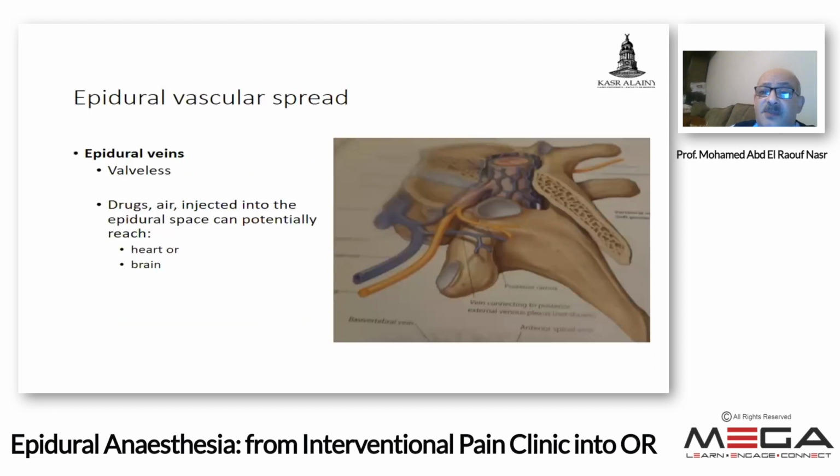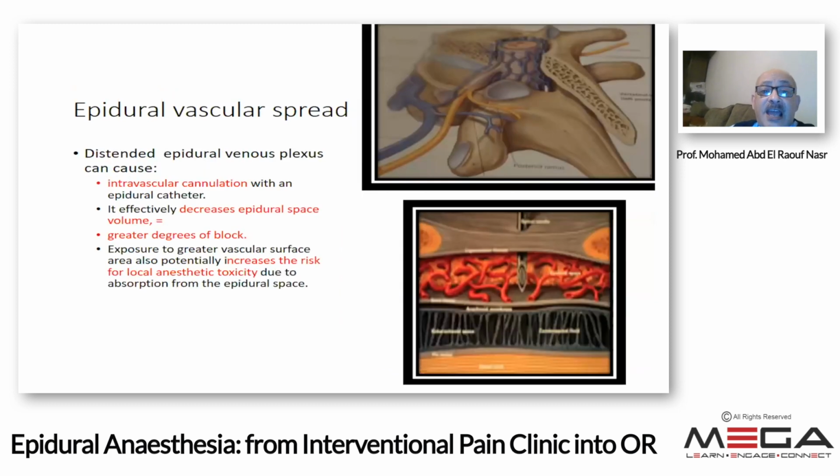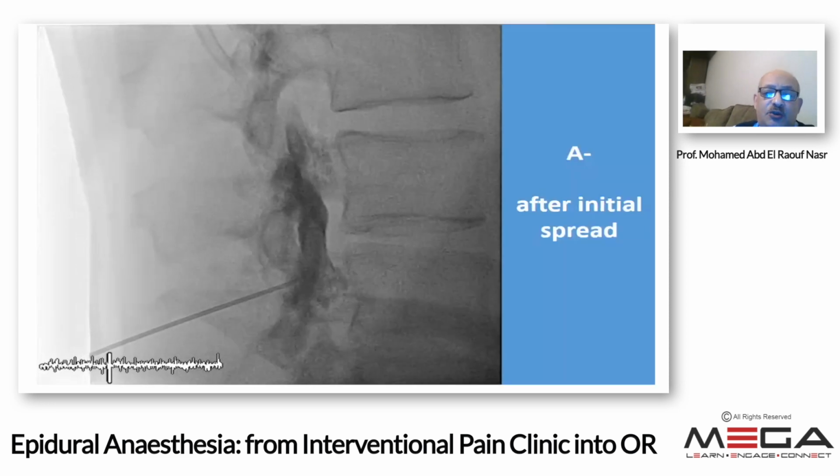Epidural vascular spread. We have a lot of blood vessels and valves connecting the epidural space with the heart and brain, connected with the intra-abdominal space, and they can transmit intra-abdominal and intravascular pressure and increase the incidence of intravascular cannulation. It can decrease the epidural space, leading to a greater degree of block, and at the same time increase the risk of absorption of more local anesthetic with more local anesthetic toxicity.